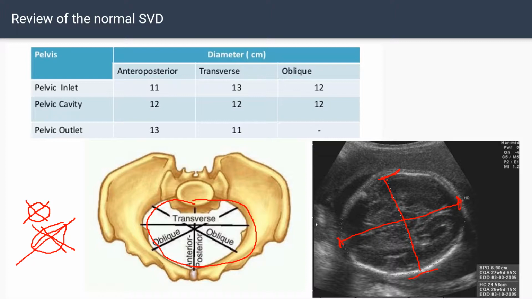This is very important. Why? Because in the inlet that we have here, the anteroposterior diameter is 11. Okay? So here, this diameter is 11. The transverse diameter in the inlet, that is this, is 13. That means that the ovoid in the inlet is in this orientation. But in the outlet, the ovoid is in this orientation. So the baby must rotate in order to pass through the pelvic bone and go outside the mother through the perineum.